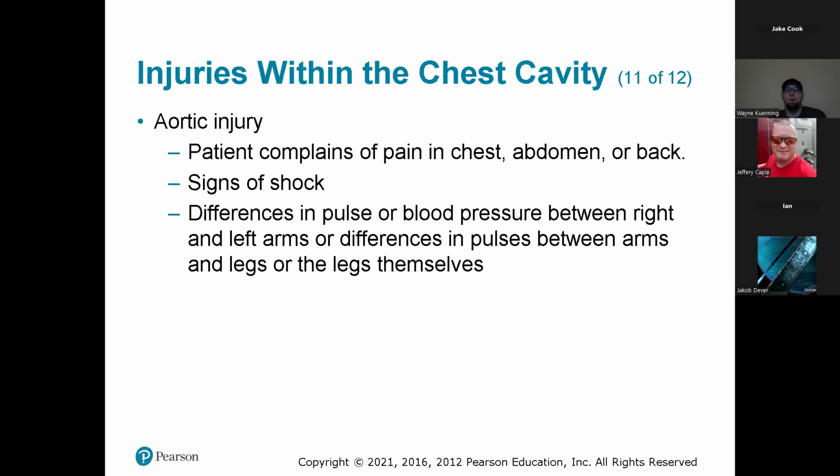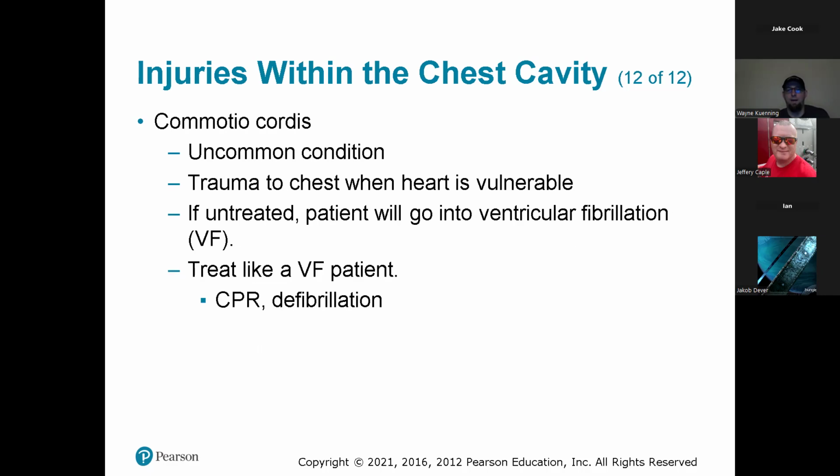Depending on where the damage in the aorta is, you will have differences in blood pressures between both arms or legs, depending on where that disruption is.